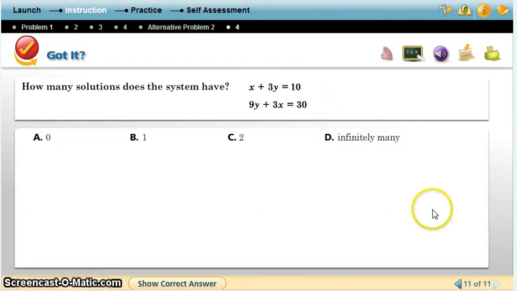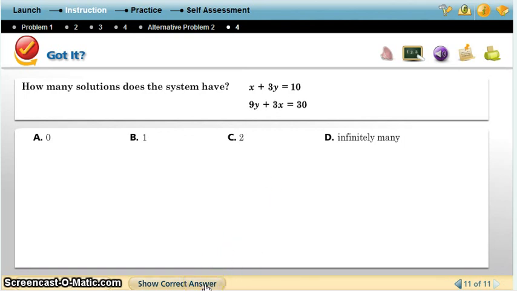Now, here are your answer choices. Obviously, she said you can have 0, 1, or infinitely many, so automatically we should know that C is not correct. But solve this system, pause the video, solve this system, and determine which one of those is the correct answer.